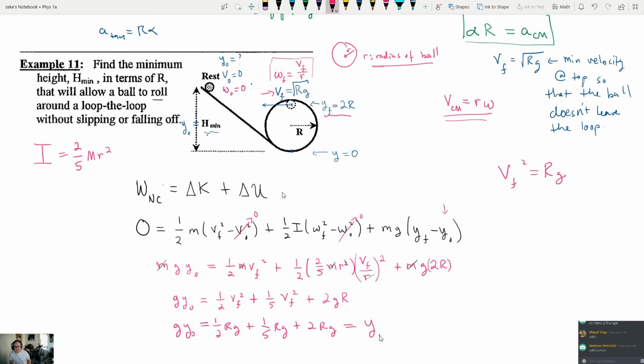So our Y initial then is equal to, let's see, 1/2 is 0.5 and 1/5 is 0.2. So 1/2 plus 1/5 is going to be 0.7 plus 2 is going to be 2.7 times the radius. That is our minimum initial height that we need to drop the ball from on the track so that it will actually make the loop without falling off the track.